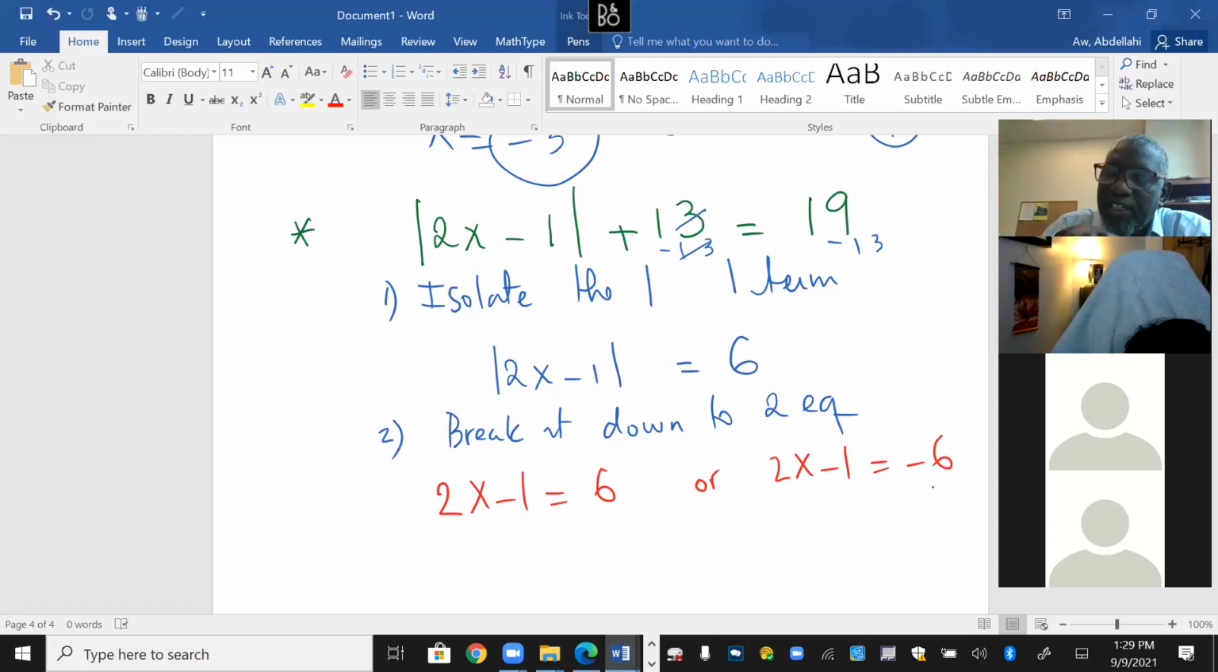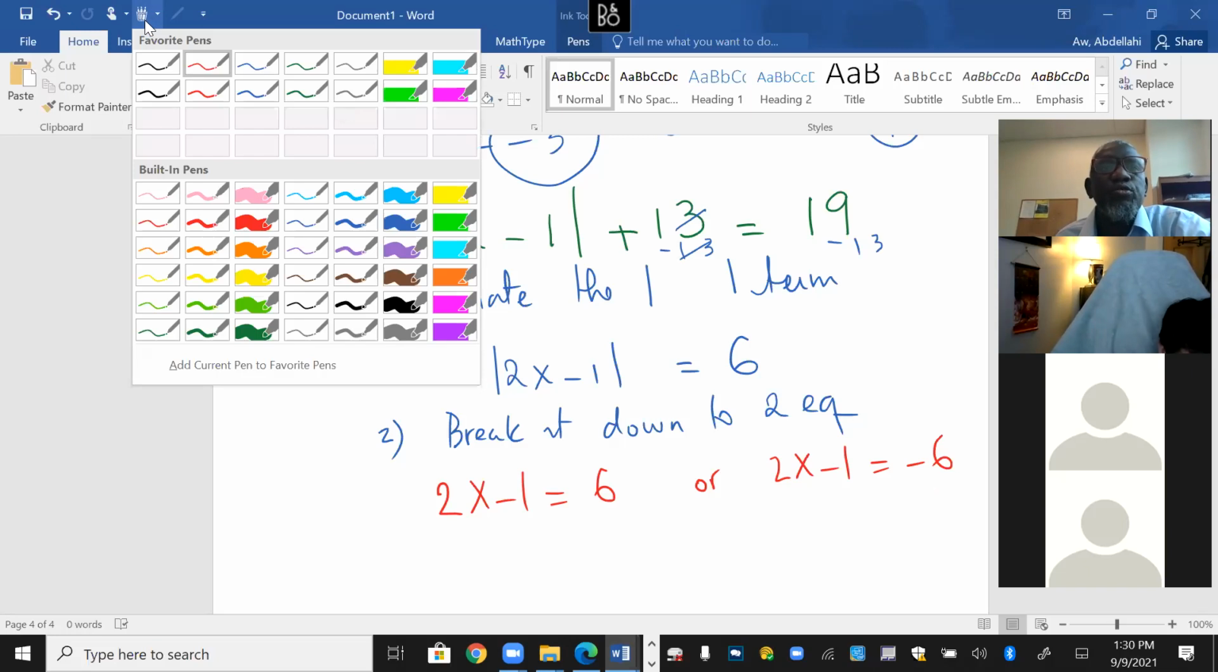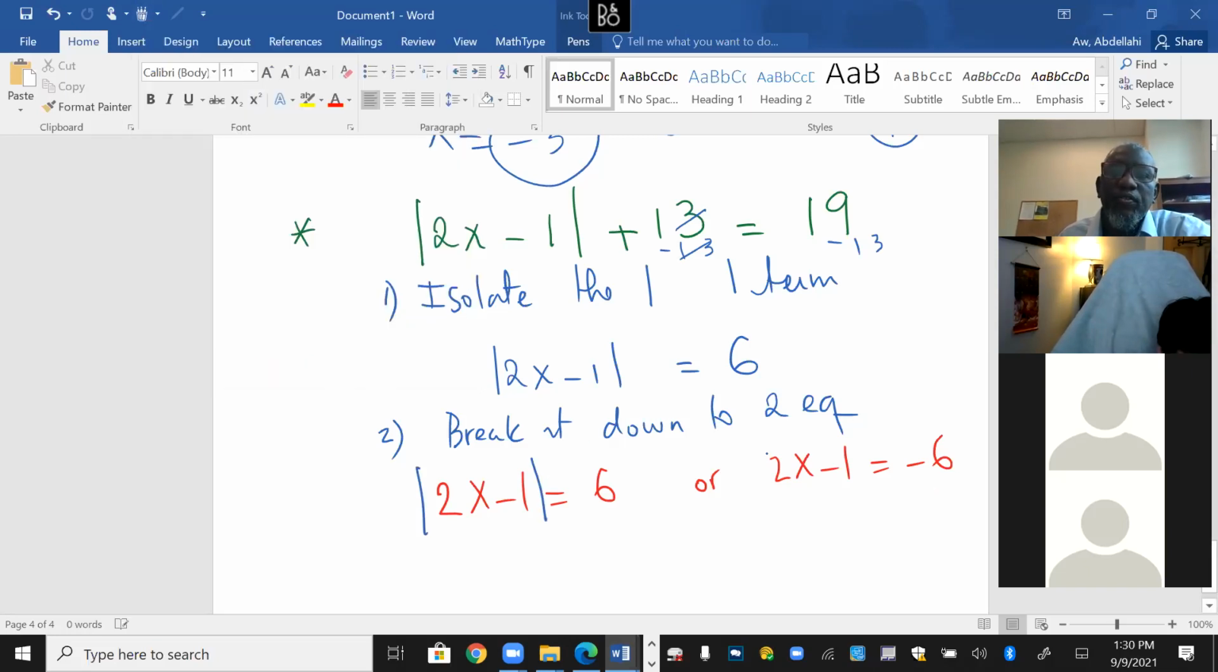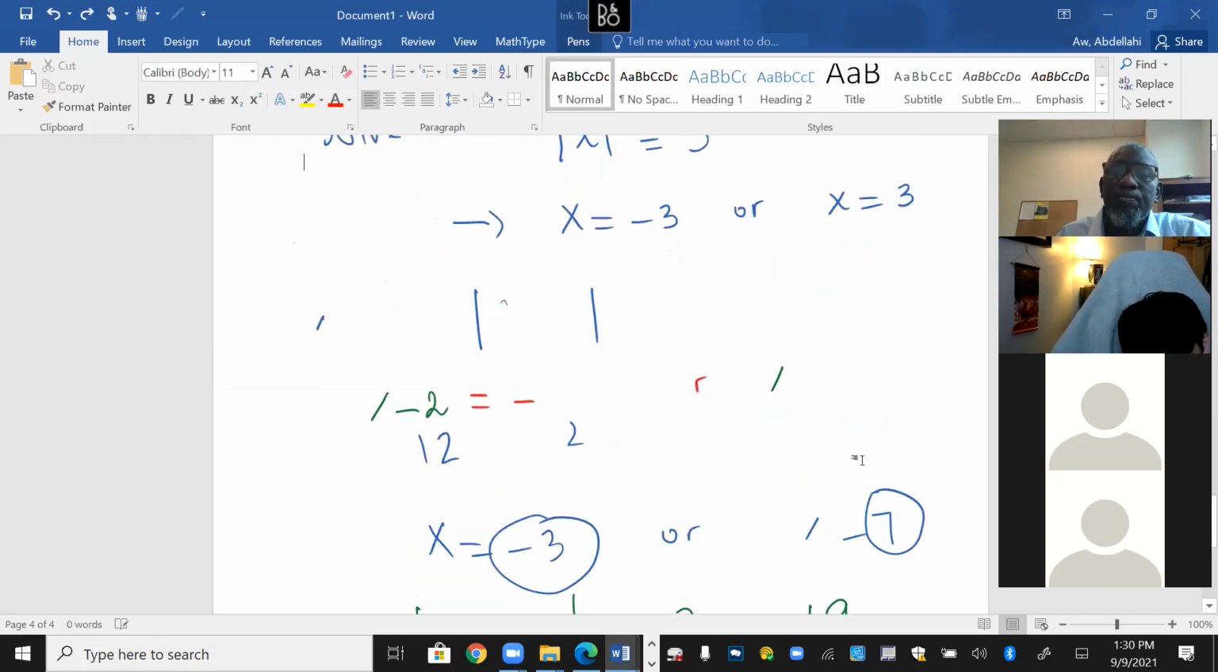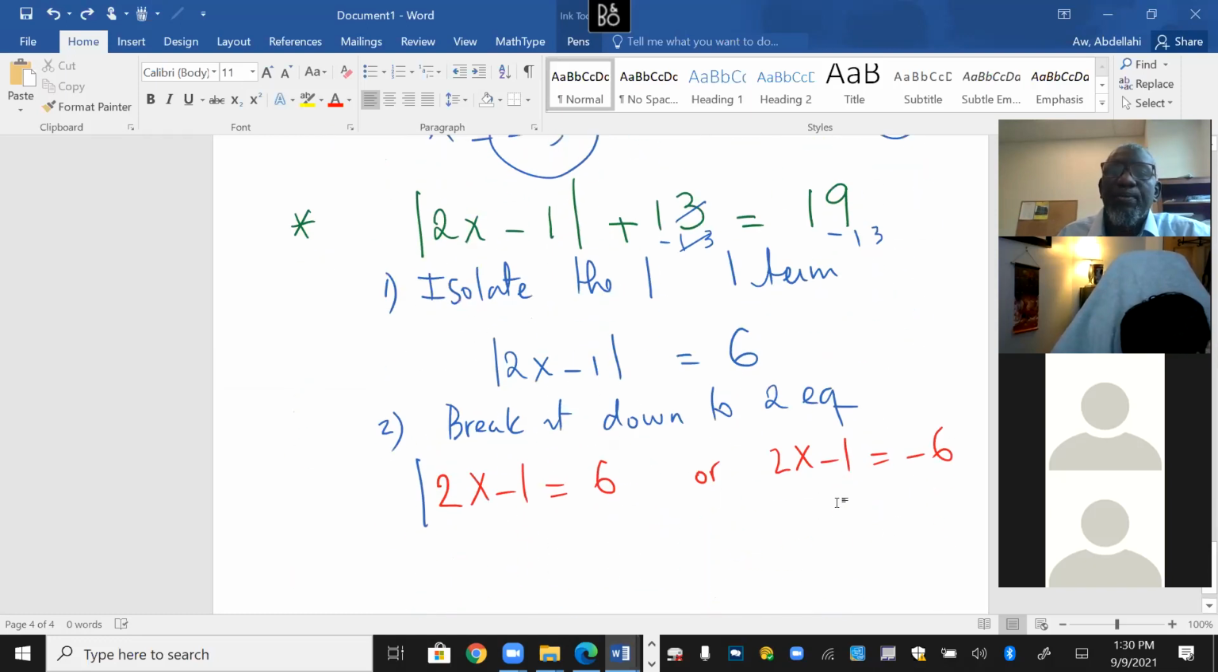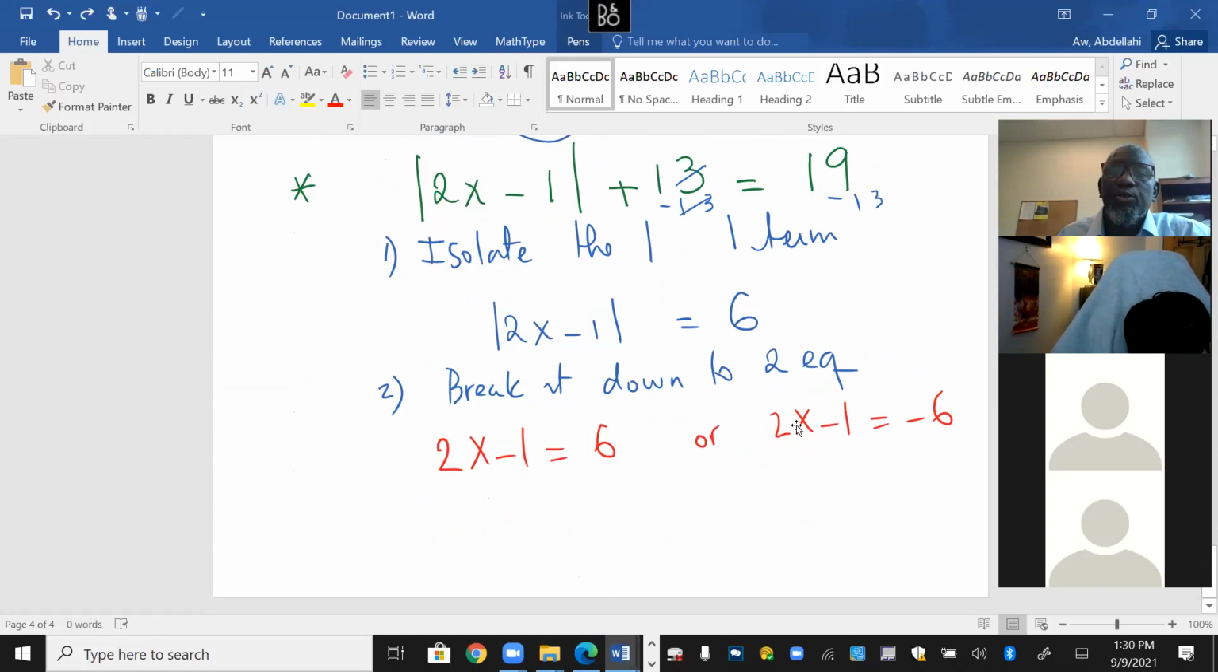And look what we don't have anymore. After you break it down into 2 equations, you don't have the absolute values anymore. You don't have the 2 bars anymore. If you put the 2 bars after you break it down, it is wrong. Unfortunately, some students do that. That is the reason why I break it down, by the way.